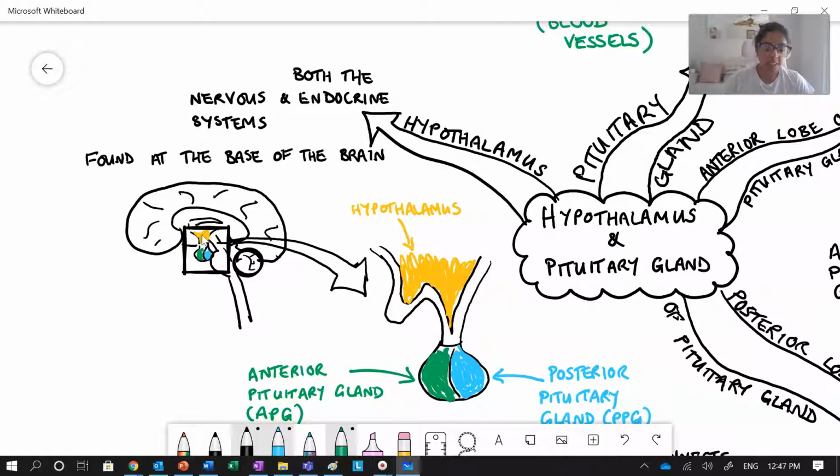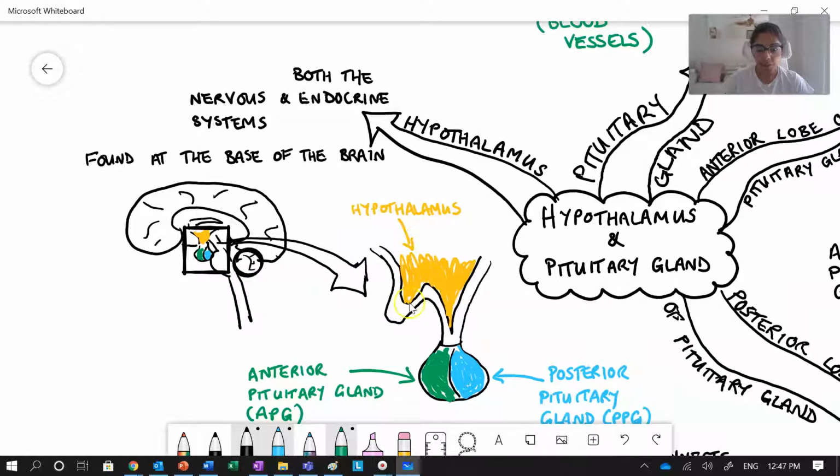We'll discuss this later on in the course, but you do need to know that the hypothalamus operates both nervously and with the endocrine system. They work in tandem and they help the body to work effectively and normally.